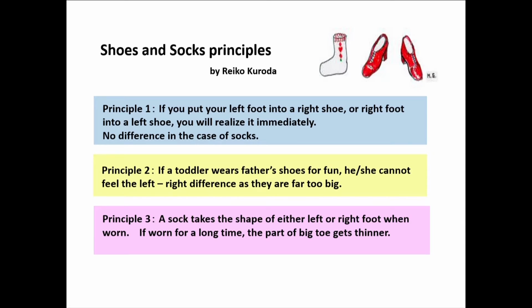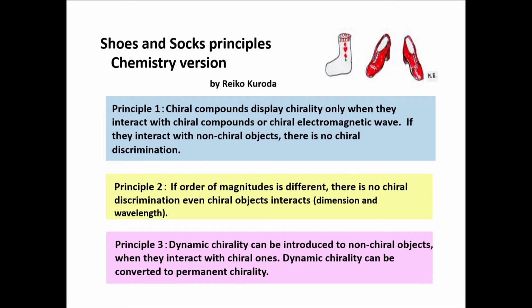but if you take it off, it goes back to non-chiral shape. However, if you don't clean it, if you wear it a long time, there's a hole in the big toe part, then there's a chirality you can induce. This is the same thing in chemistry. Chiral compounds display chirality only when they interact with chiral compounds or chiral electromagnetic wave. Actually, this is what is diastereomeric interaction. If they interact with non-chiral objects, there is no chiral discrimination. 2, if order of magnitude is different, there is no chiral discrimination, even if chiral objects interact. And 3, dynamic chirality can be introduced to non-chiral objects. You know, the sock takes the shape of your foot, so it becomes chiral, but if you take it off, it goes back to non-chiral form. But dynamic chirality can be converted to permanent chirality when you make a hole in the big toe part, okay? Now I have to go quickly.